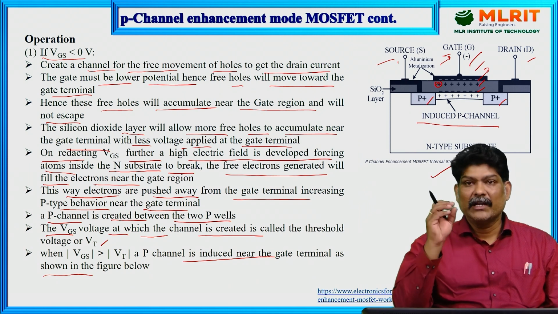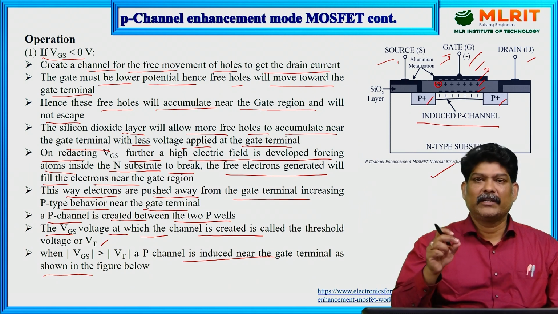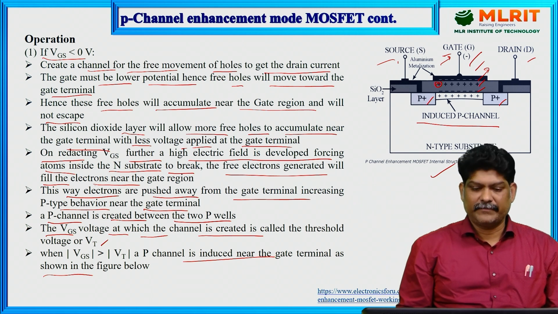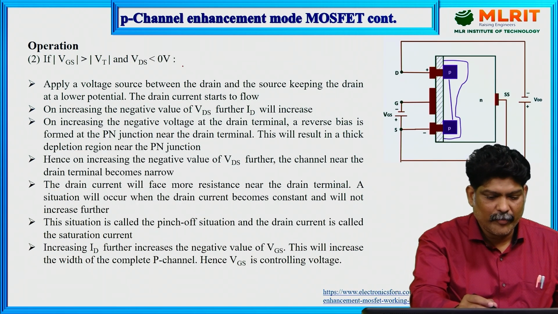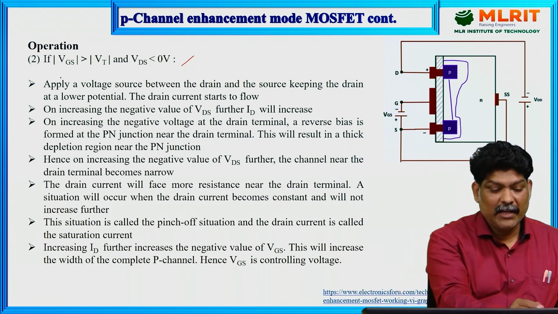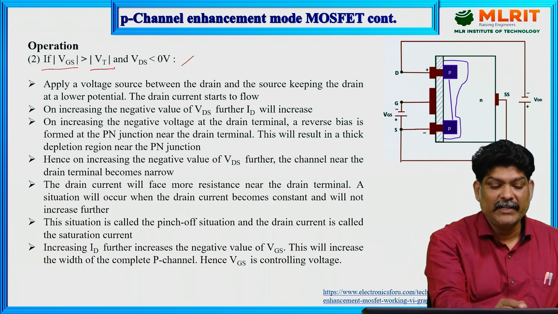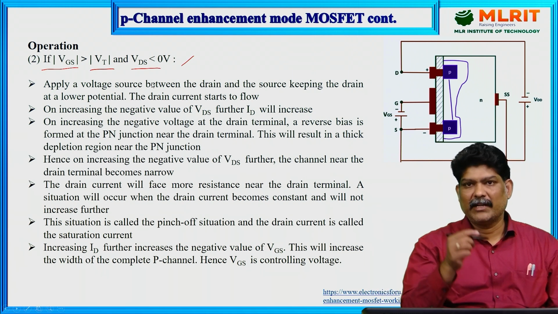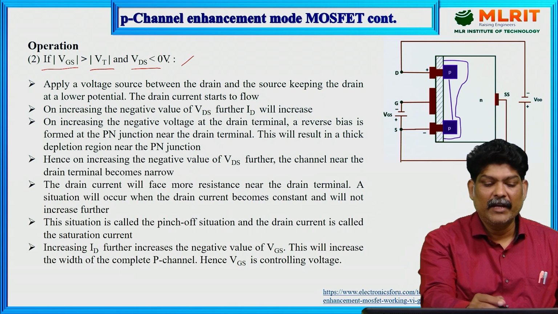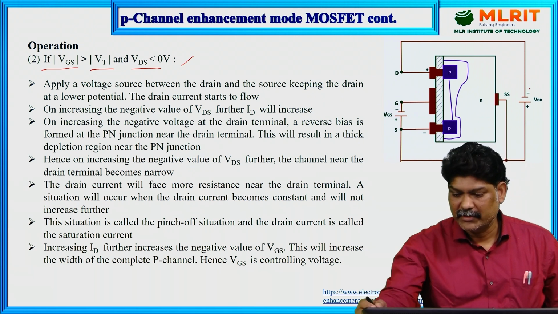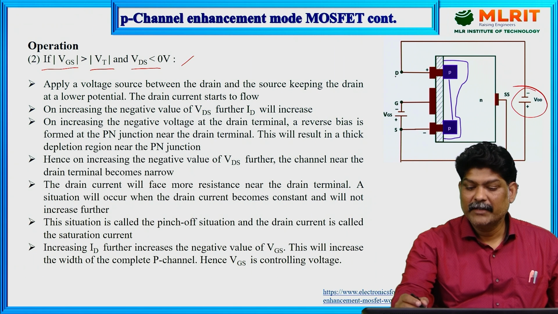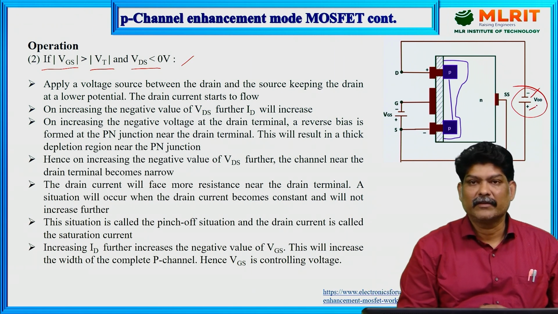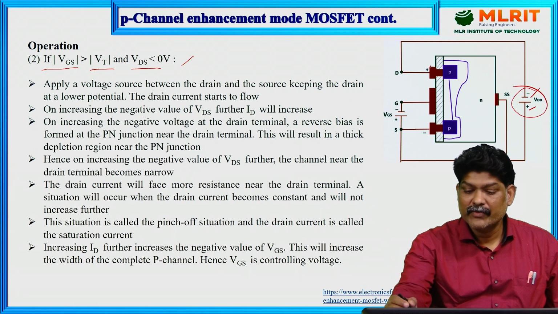First we have to create the channel, and in that way we are able to generate the drain current, ID. Coming to the next case, if VGS is greater than VT and we apply some external voltage, that is VDS less than 0. We apply a minimum voltage between drain and source, across this, by connecting the drain to the negative terminal and the source to the positive terminal.